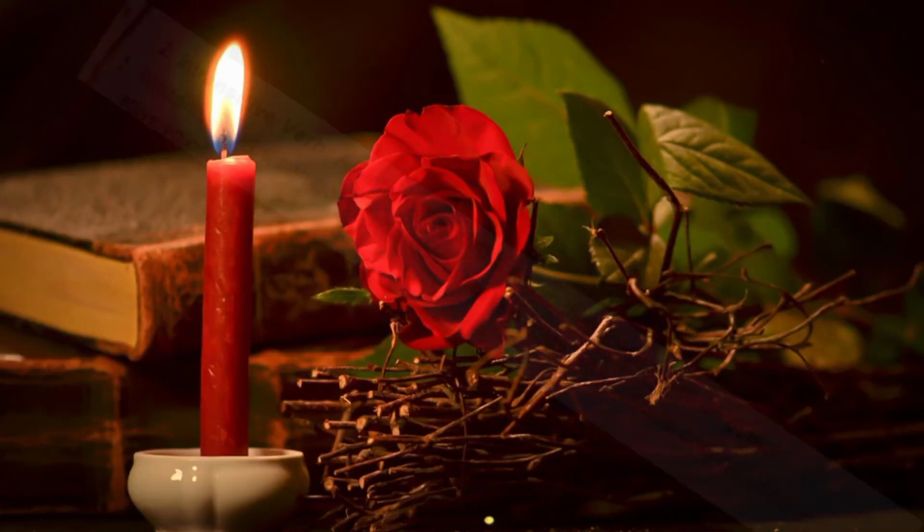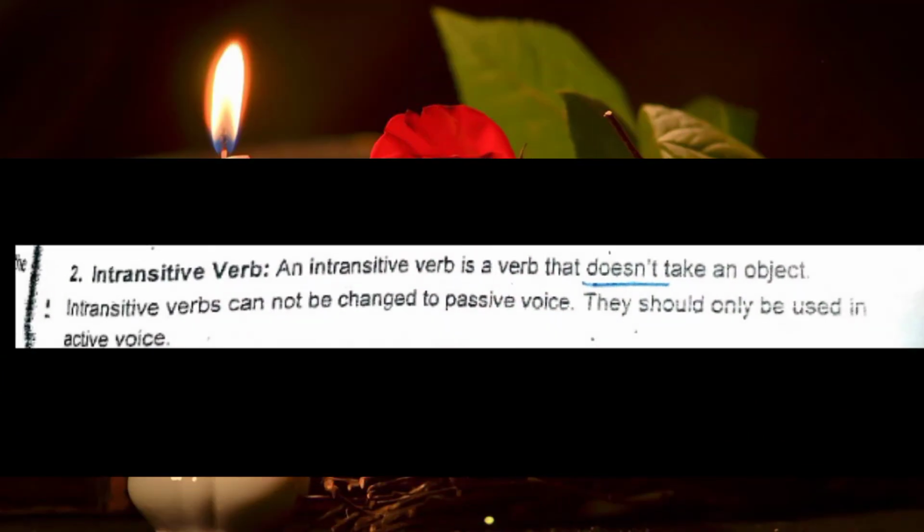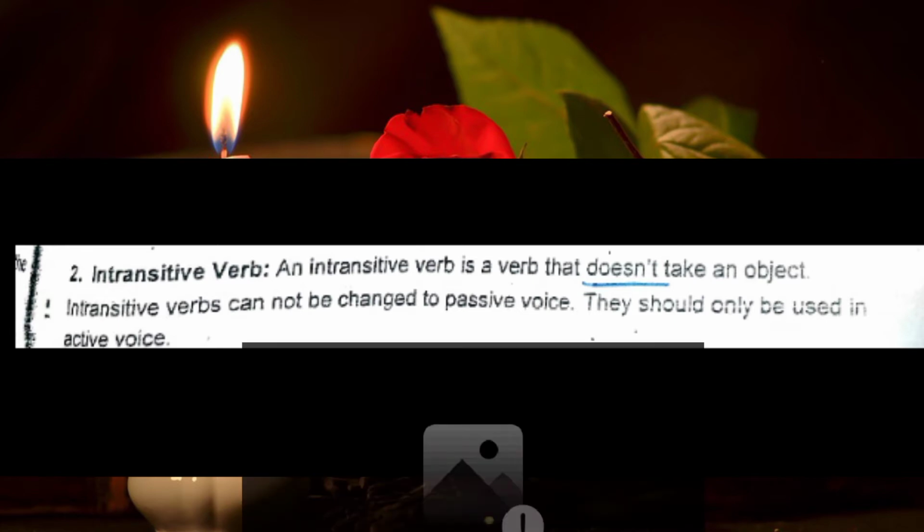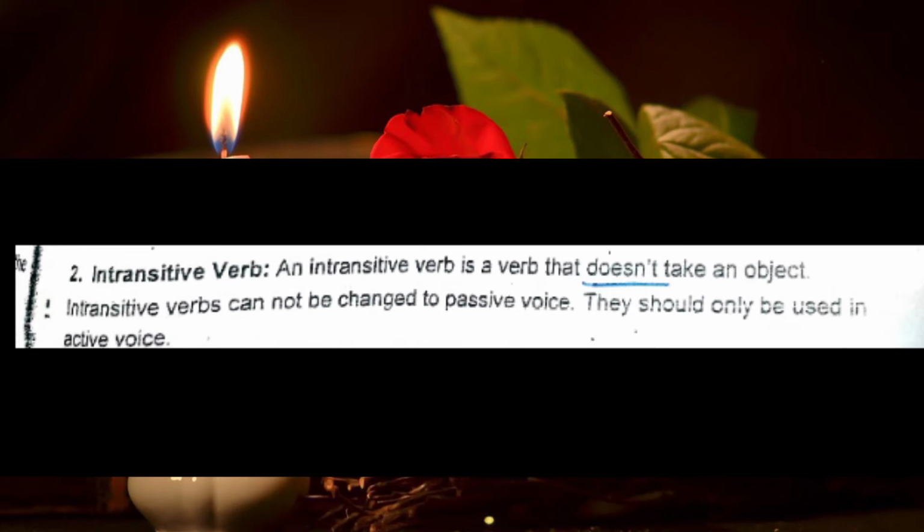Intransitive verbs. What is an intransitive verb, by the way? An intransitive verb is a verb that doesn't take an object. Transitive verbs take an object, and intransitive verbs don't take an object. Clear? Intransitive verbs cannot be changed to passive voice. They should only be used in active voice.